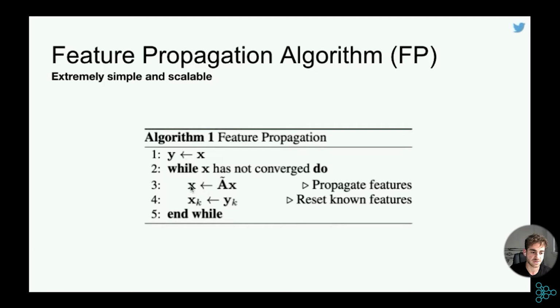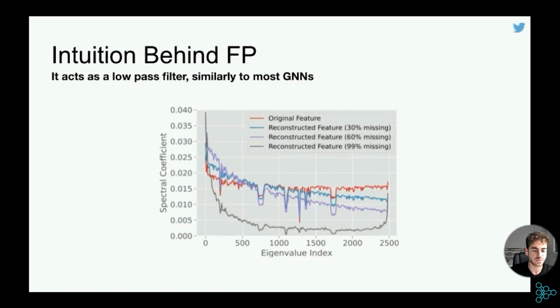This enables us to reconstruct the feature X in a way that is helpful for the downstream task, and we will see that now. So the intuition behind feature propagation is basically that it acts as a low-pass filter, and that's kind of the same behavior that we observe in most GNNs. Low-pass filter is a concept from signal processing, but for people not familiar, it's basically the idea that we smooth the signal, the features, by removing the high frequencies, which, as I was saying before, are usually the noise.